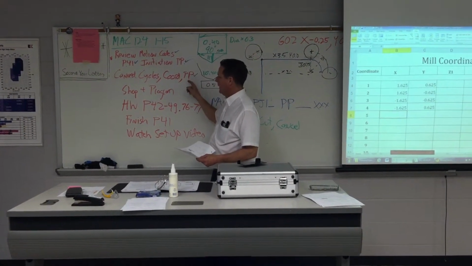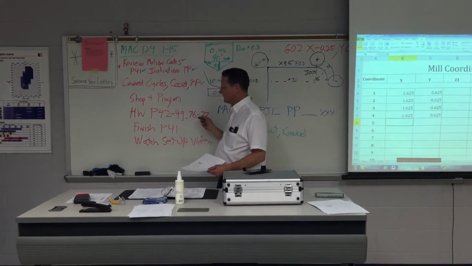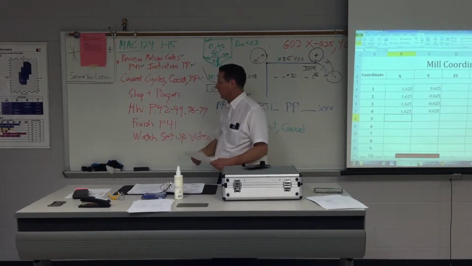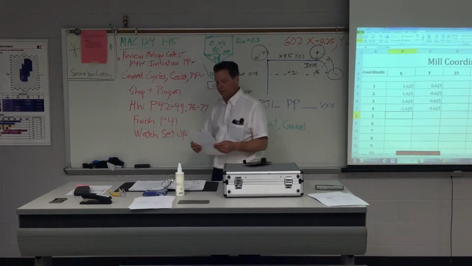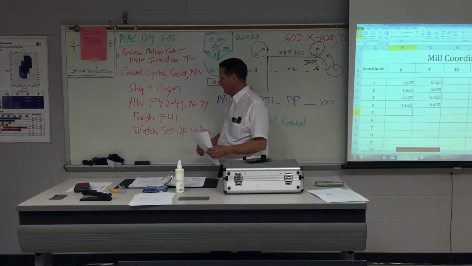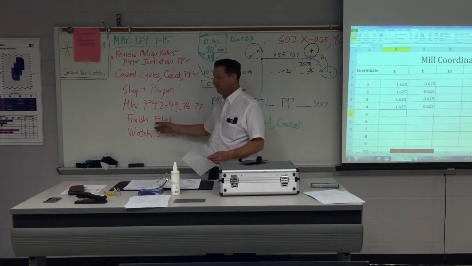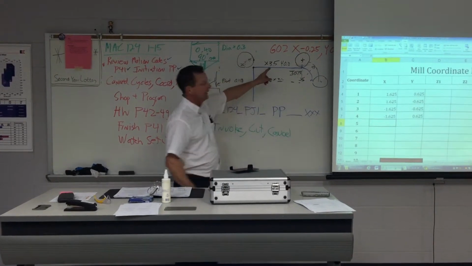All right. Then I covered CAN cycles. They were on page 76 and 77, and they're what we're going to use here on our first part to spot drill and drill our holes through. So your homework was page 42 to 49. I wanted you to finish the exercise on page 41 with the I's and the K's.